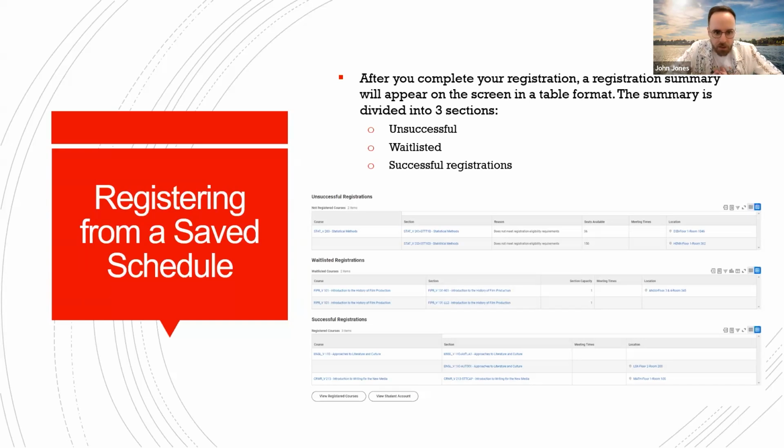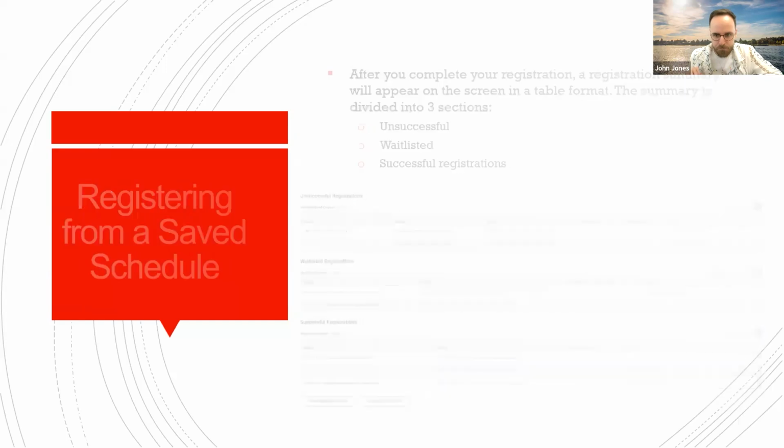We might also see something in unsuccessful registrations, and it's likely to give us a reason why. If we didn't meet the eligibility requirements, we didn't meet the prerequisites, or the class is full, it's going to give us an indication as to why that registration didn't work out. Again, if you're concerned about this, or if the reason doesn't quite make sense to you, come and see us, come and have a chat. We're very happy to help figure this out with you and make sure that this all works out for you in the best possible way.